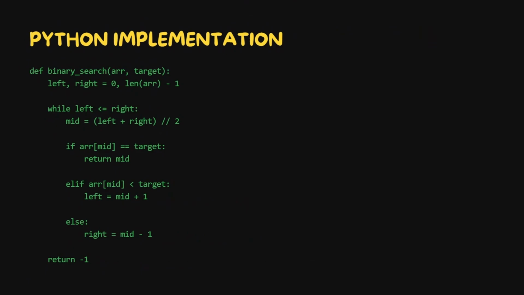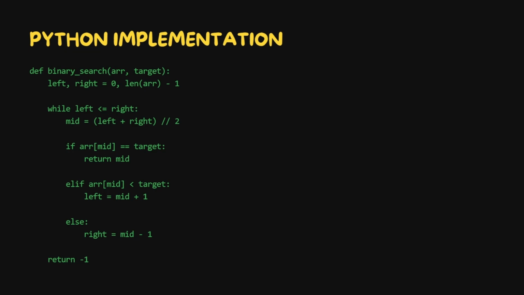So this is the Python implementation of binary search. First we define the function, then we pass array and target, and left, right equal to 0, length of array minus 1. So we assign left the index 0 and right the last index. While left is less than or equal to right, we find the middle element, which is mid equal to (left + right) / 2.